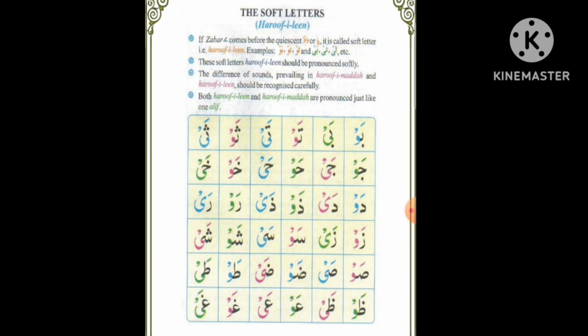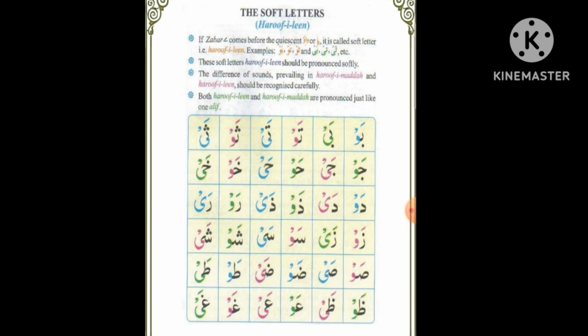This way: ta, waw, zabar, taw; ta, ya, zabar, tay. Sa, waw, zabar, saw; sa, ya, zabar, say. Jim, waw, zabar, jaw; jim, ya, zabar, jay. Ha, waw, zabar, haw; ha, ya, zabar, hay. Kha, waw, zabar, khaw; kha, ya, zabar, khay. Now I'm reading without the hijab, but you have to do the hijab.